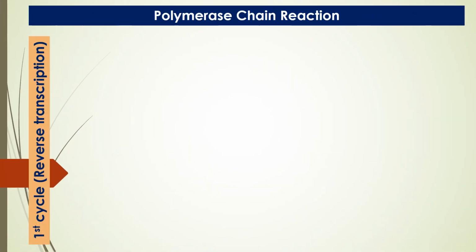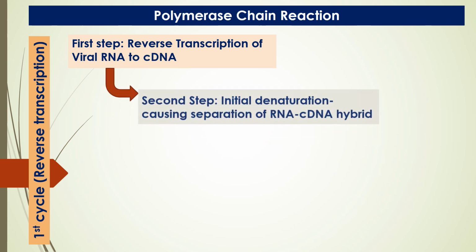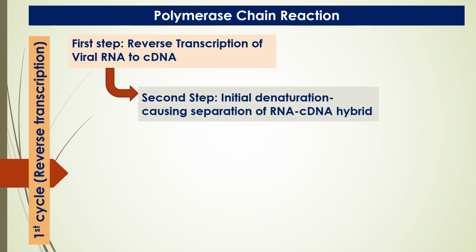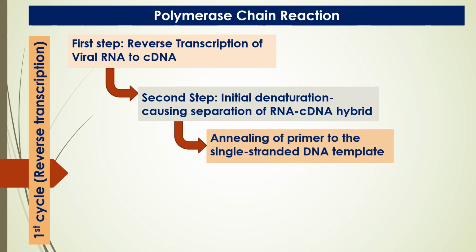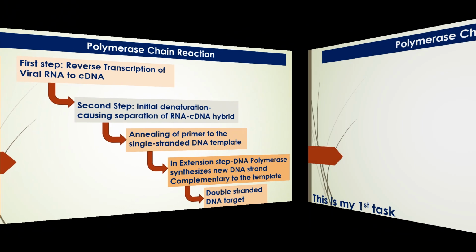During the first cycle of polymerase chain reaction, the first step is reverse transcription of viral RNA to complementary DNA. Second step is initial denaturation, causing separation of RNA-cDNA hybrid. In the annealing step, annealing of primer to the single-stranded DNA template occurs. In extension step, DNA polymerase synthesizes new DNA strand, complementary to the template. Finally, double-stranded DNA target is obtained.